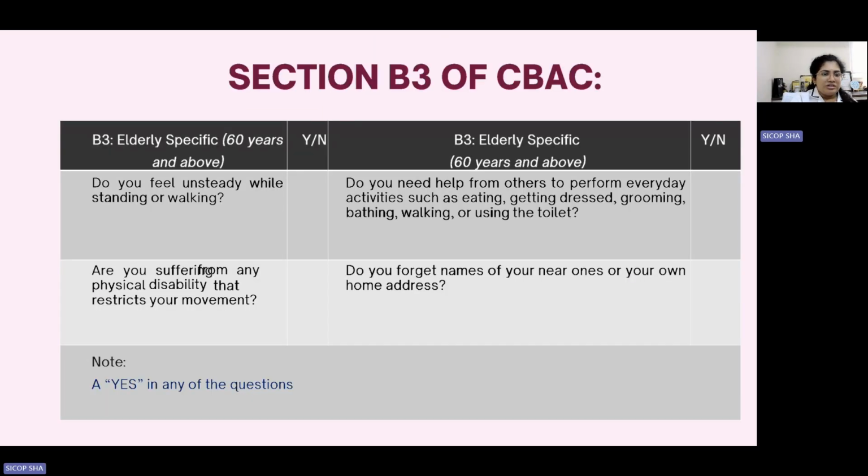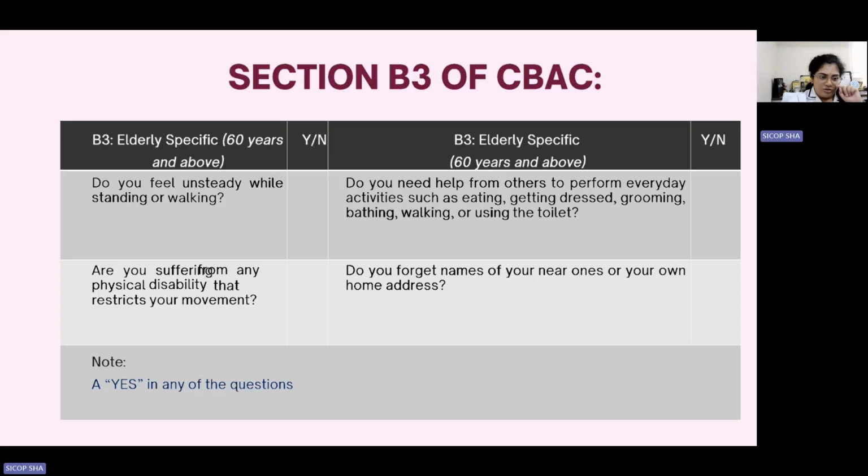Here there are sections for the geriatric assessment. This is a very basic section, section B3 of the geriatric assessment. Here we have questions to be asked to the population. These questions can be asked by a non-skilled worker also, such as an ASHA worker at a PHC. The first question they will ask is, do you feel unsteady while standing or walking? If the person says yes, we mark it here as yes.